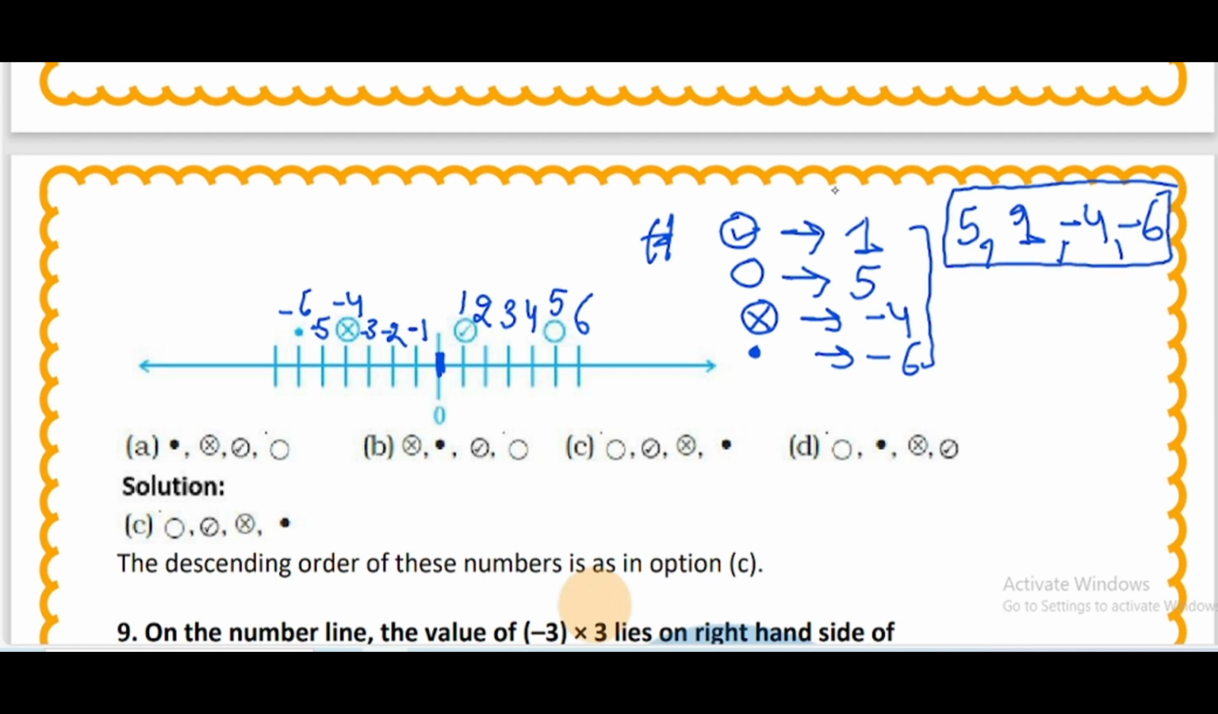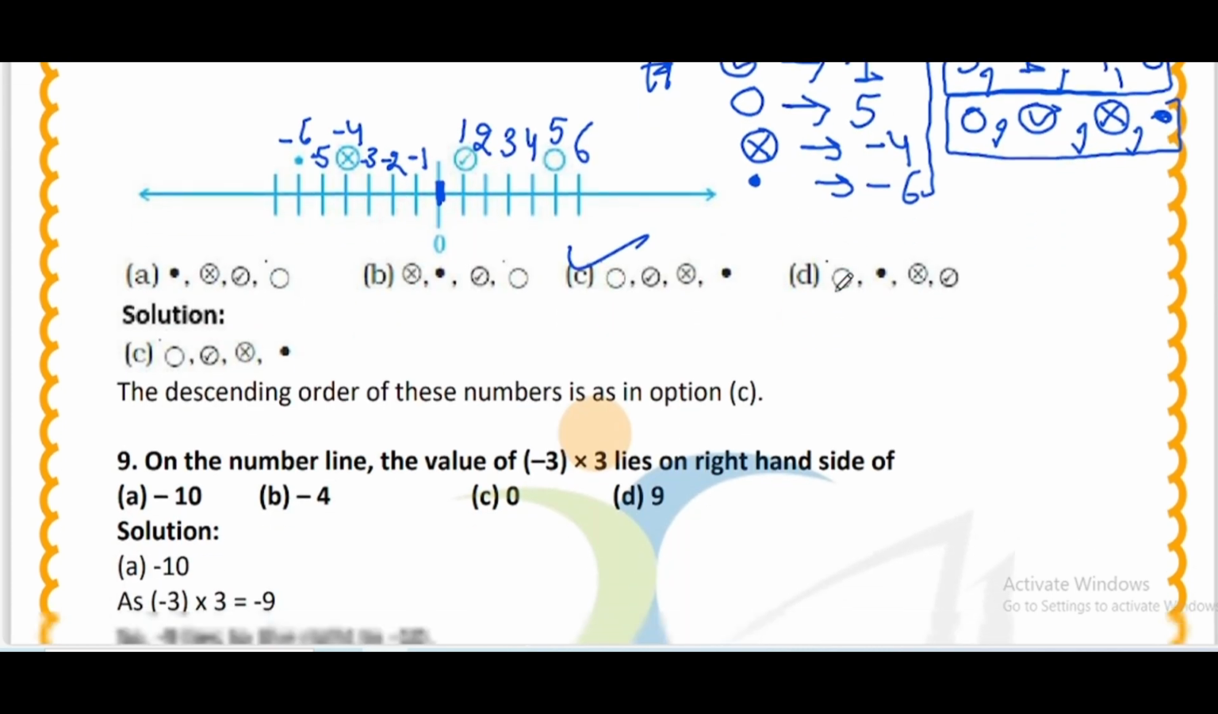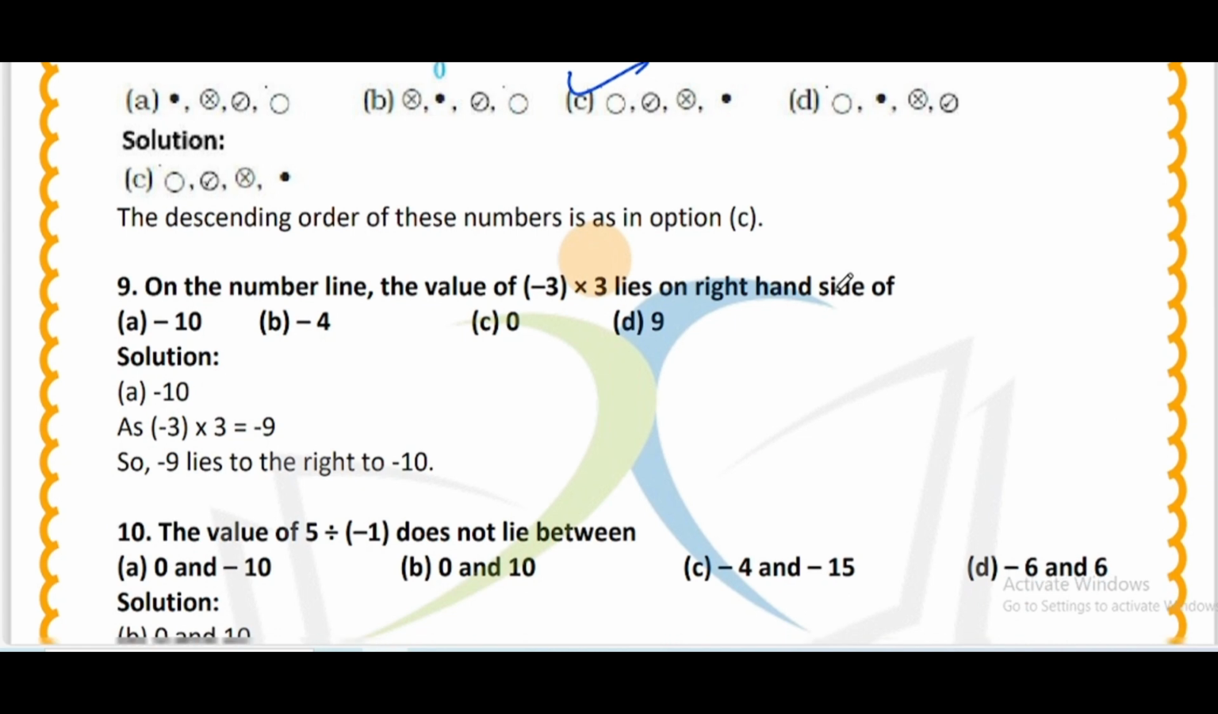Let's find out the value of 5, that is circle, the value of 1, this symbol, the value of minus 4 is cross circle, and the value of minus 6 is dot. Then this arrangement shows the descending order. And the option C is the right answer. Let's see question number 9.